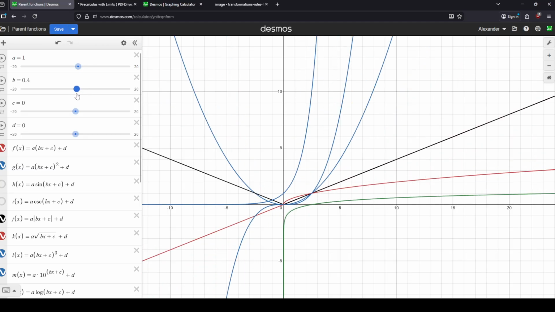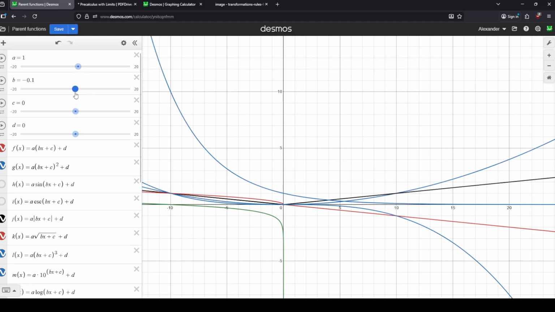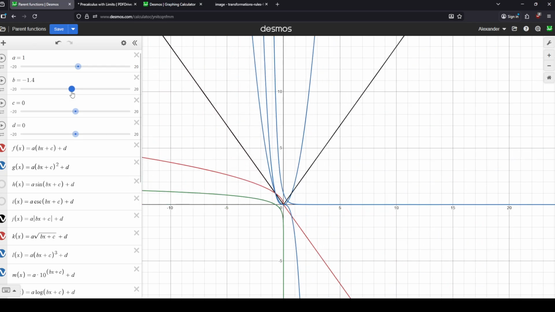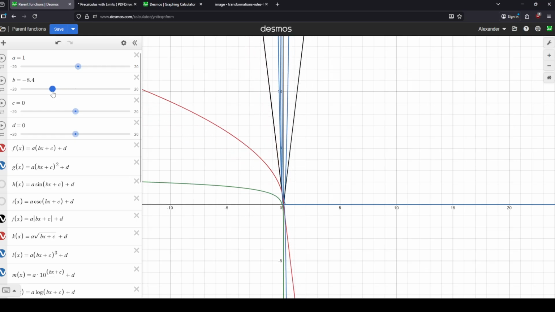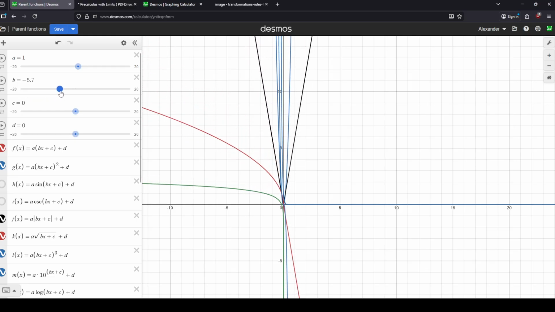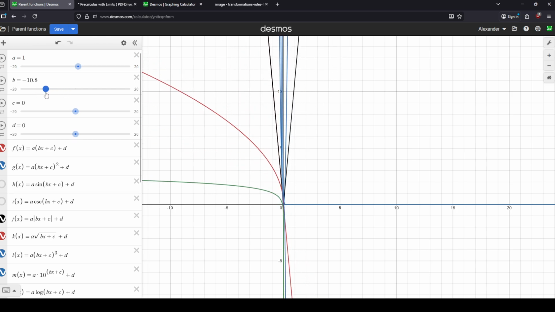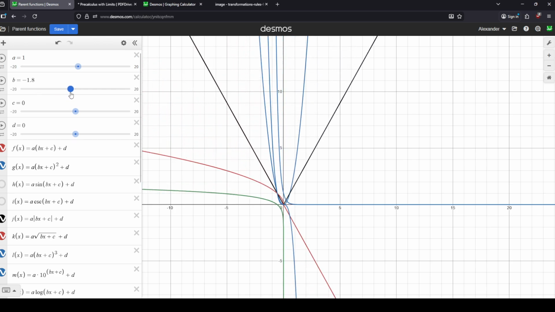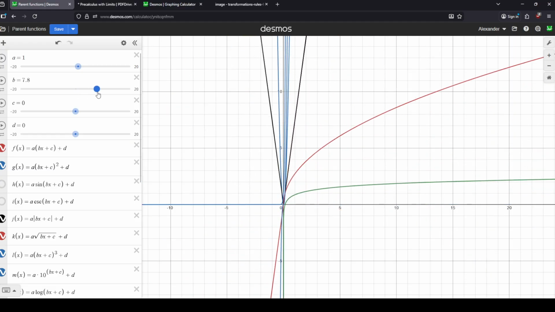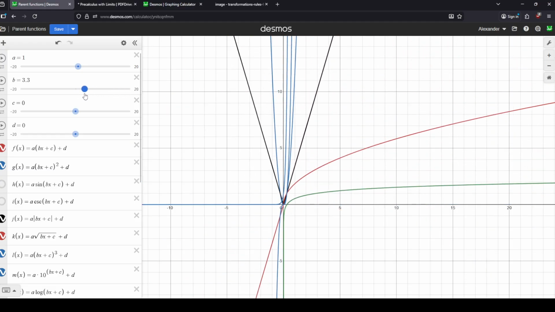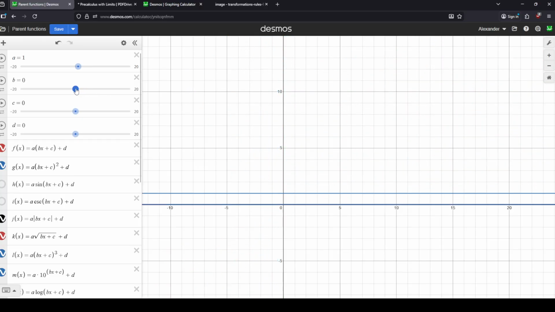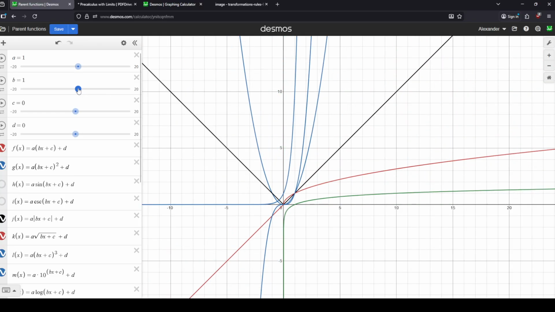And whenever this B value turns negative, what we end up with is the same exact thing, just flipped. So as B becomes more and more negative, we still end up with horizontal compressions. It's just everything shifted. As B decreases, everything expands. So as B gets larger, either in the positive or negative direction, you squish things horizontally. All right, so let's set that back to 1.